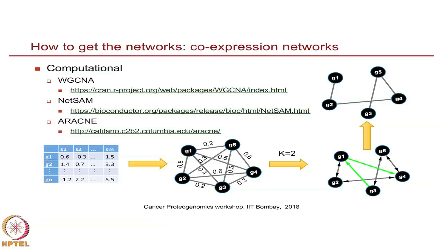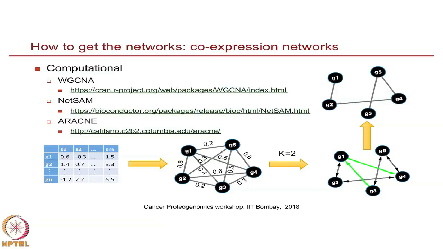And then what they did was to raise the correlation to a certain power to further discriminate the highly correlated ones from the lowly correlated ones. And the NetSAM package we developed basically tries to convert this weighted network into an unweighted network, because there are certain graph algorithms that can be applied to the unweighted network, but cannot easily be applied to the weighted network. In this case, we can think about a k-nearest neighbor approach.